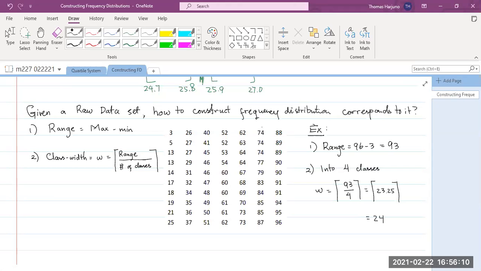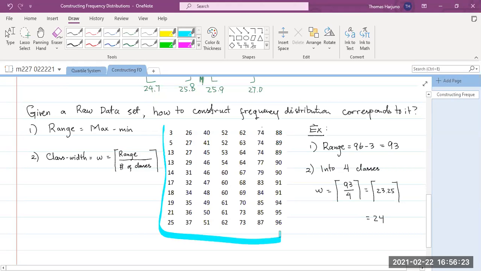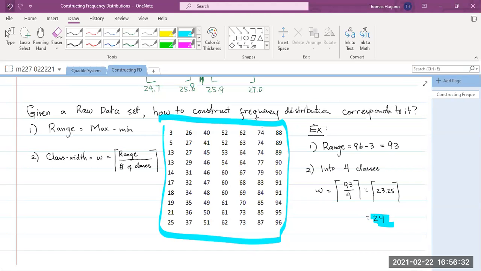But in this case, you can also round it up to the next decimal place. So you can use 23.3 if you want. But because the data set given to us is all in integers, I guess here you will round it to the next integer. So the class width is 24.